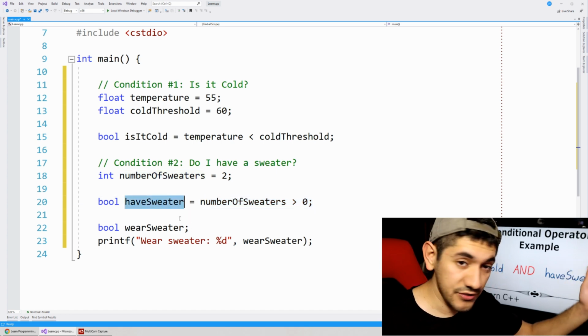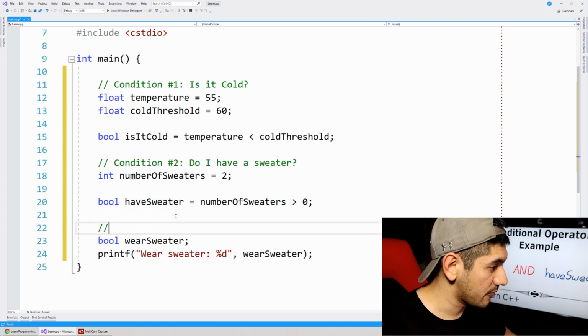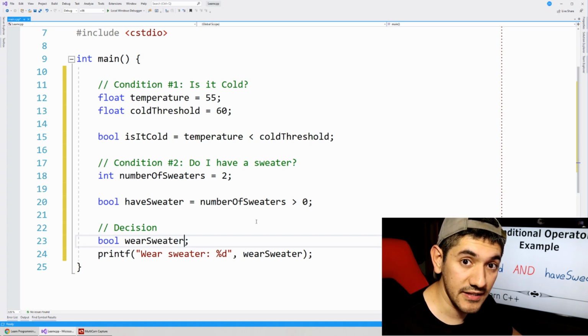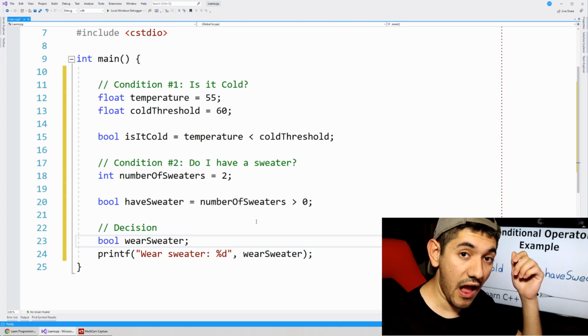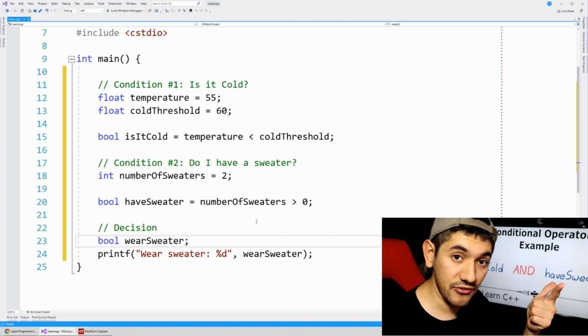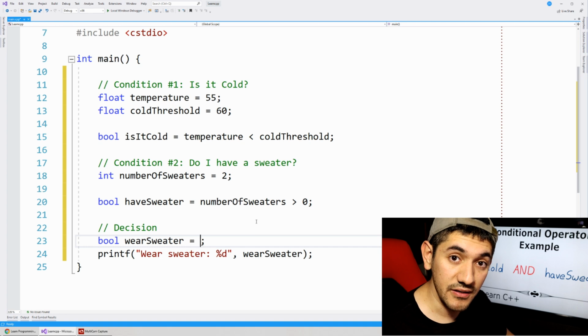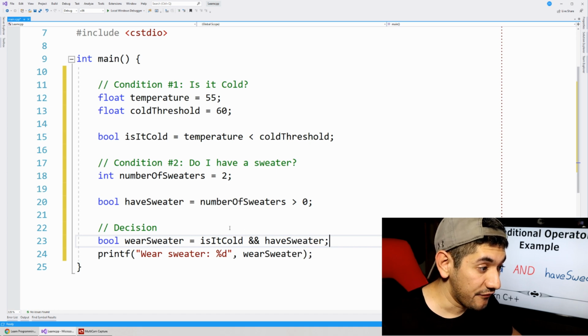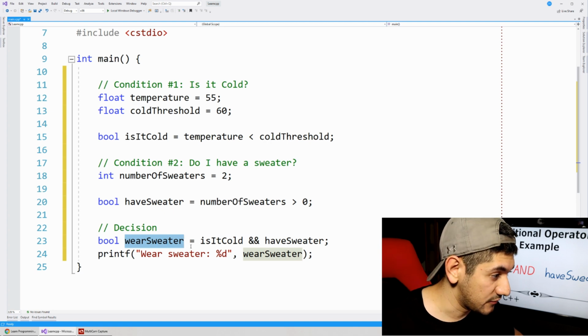Okay, so now we have condition number 1 and condition number 2. Now we're going to write our decision. Should I wear a sweater today? Well, I said that I will wear a sweater if it's cold outside and I have a sweater. So my first condition is, is it cold? And how do we write the and condition? Well, we write 2 ampersands, right? So isItCold && haveSweater. If it's cold outside and I have a sweater, then I will wear a sweater, right?